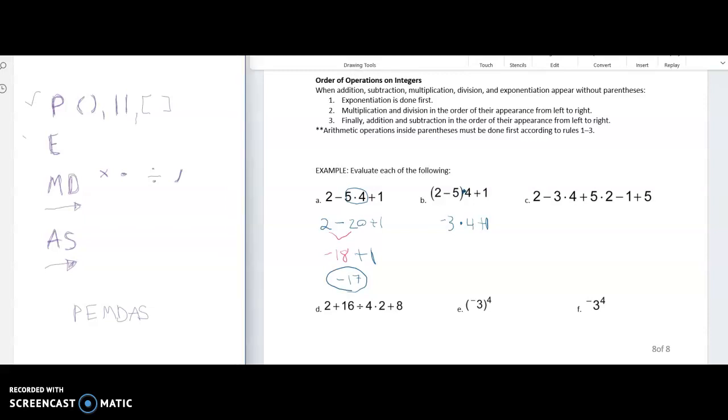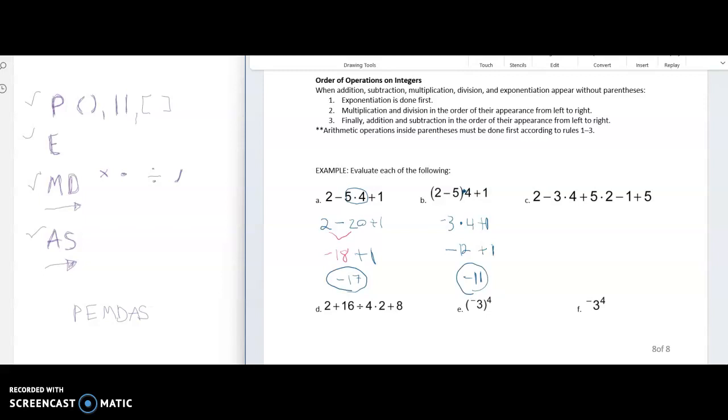No more parentheses. We don't have exponents. Now we're going to do multiplication and division from left to right. So negative 3 times 4 is negative 12. So we get negative 12 plus 1. When we're doing our addition and subtraction, we'll take negative 12 plus 1, and we'll get negative 11 for our final answer.